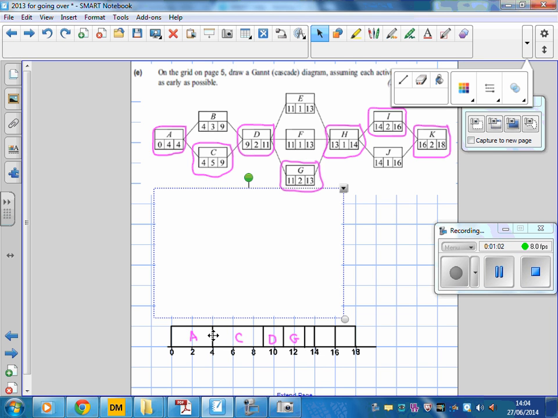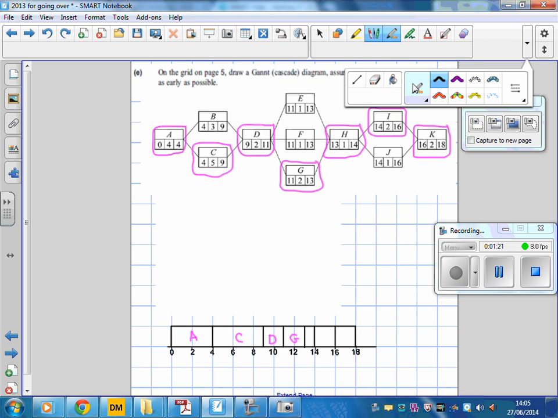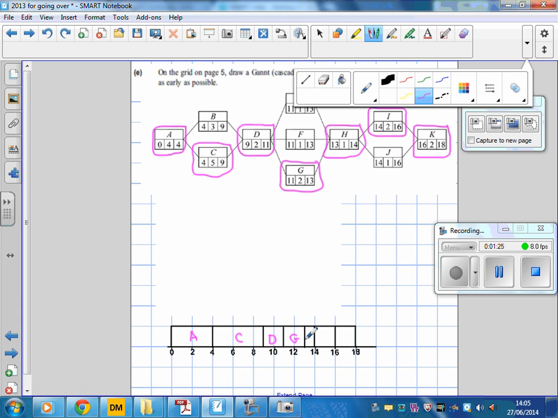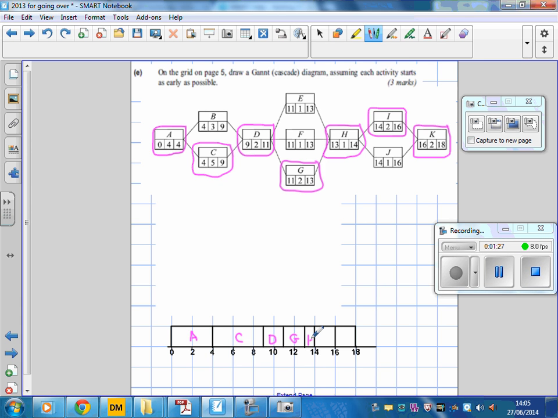So none of these have any float time because they're all on the critical path. So C goes from 4 to 9 there. D, 9 to 11. G from 11 to 13. And I'll just label H, I and K. So we can see here, if I just pop those labels on there with my pen. So this little one, I have to squish a little H in there.